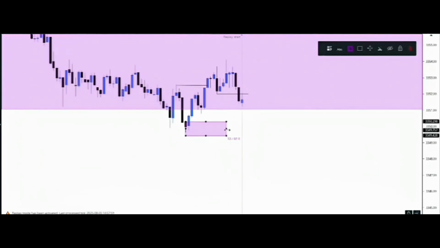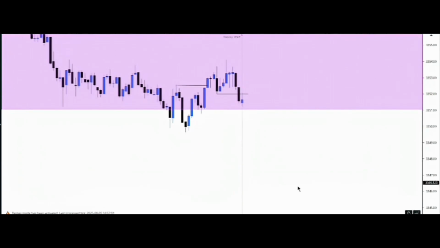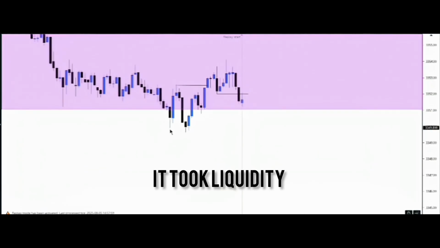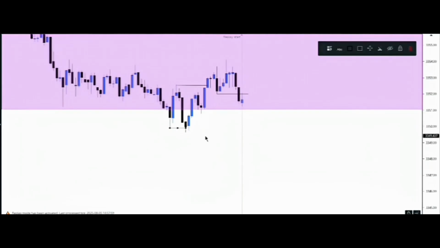Now, why is that a valid OB? Let me take it out and show it to you. First of all, look at, it took inducement. Can you see that? It swept it. And after that inducement, price closed above. It has a fair value gap. Okay? That's why it is a high probability scenario in the market. So that's the first one.